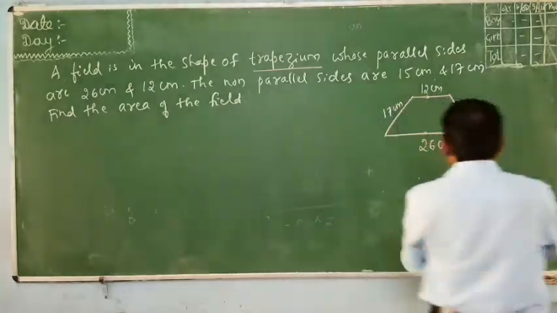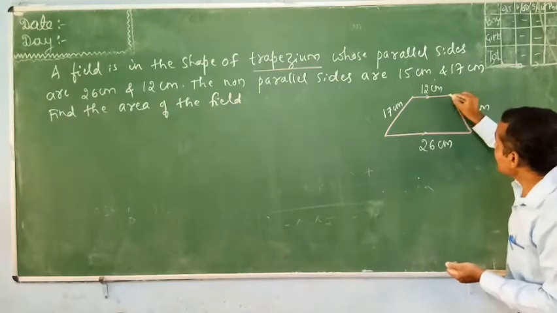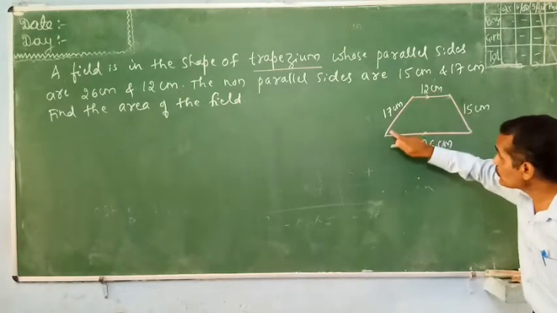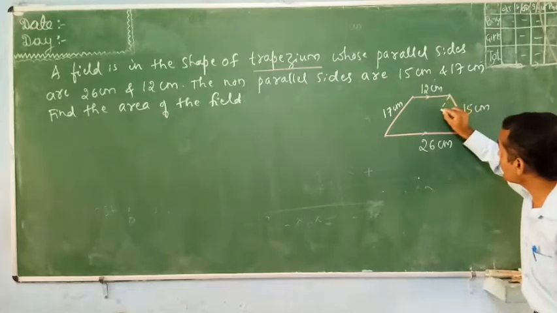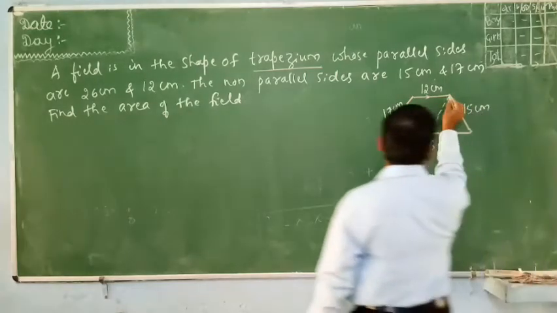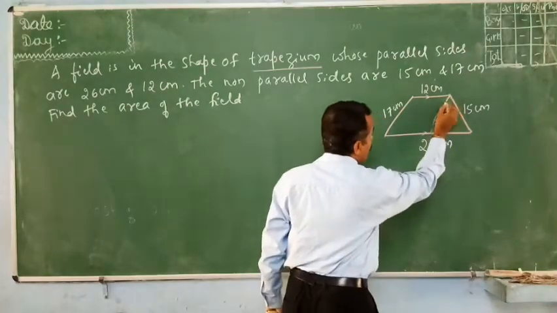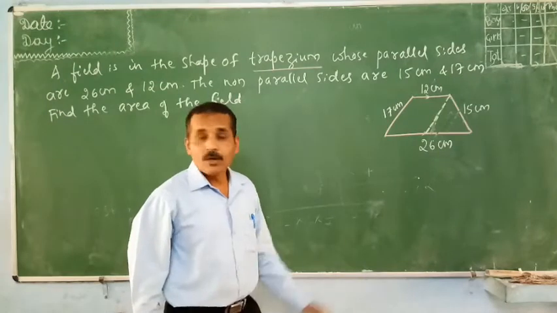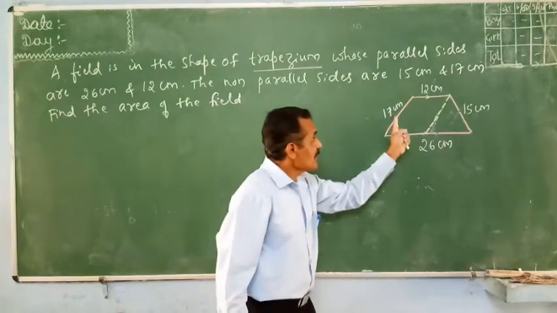How? See, from here, let me draw one parallel line. Parallel to what? Parallel to this. I will draw one parallel line. See here. This is a parallel line I have drawn. Now this trapezium becomes a parallelogram.